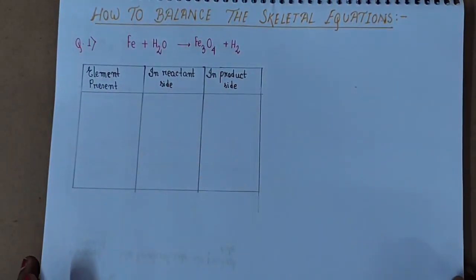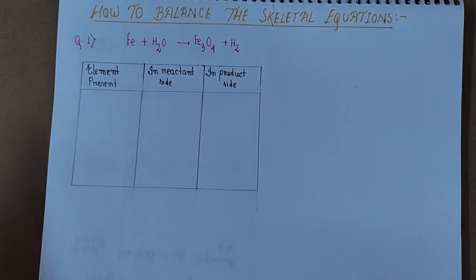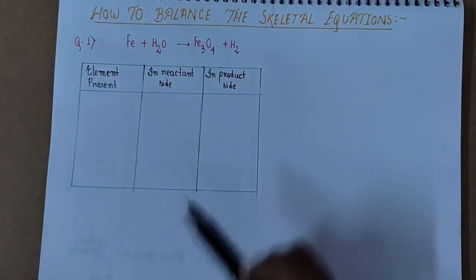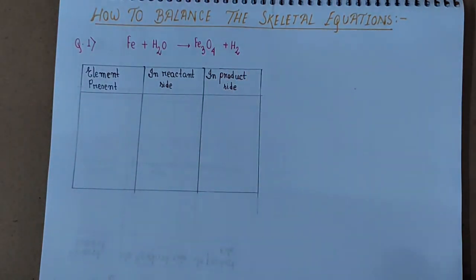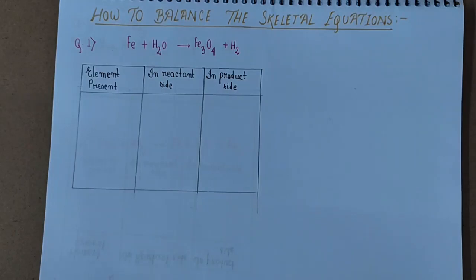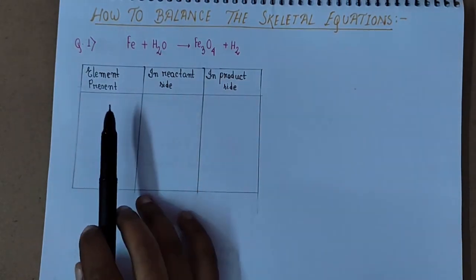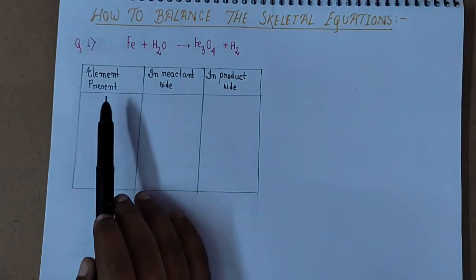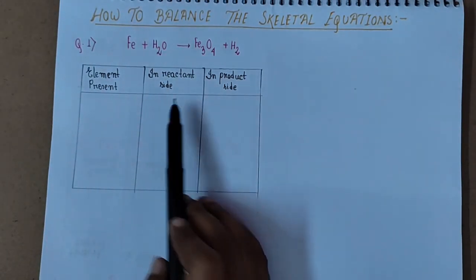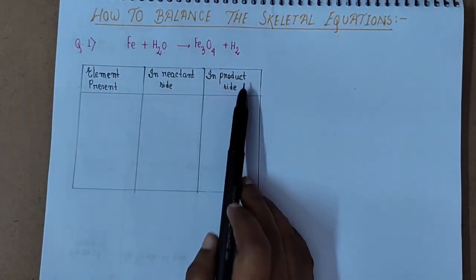So, how to balance the skeletal equation? The first is given: Fe plus H2O gives Fe3O4 and H2. So what to do? For this, you have to make one small table. This table consists of 3 columns. In the first column, the heading is element present. Next, reactant side, and the last one is product side.